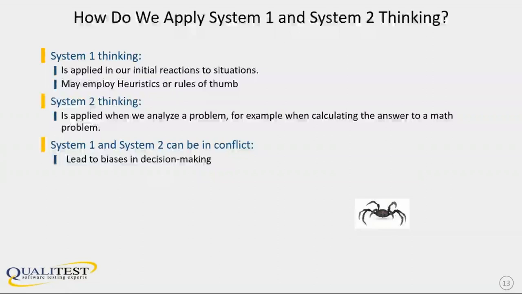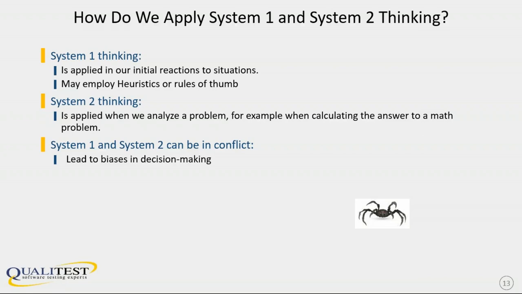So we apply these types of thinking in a couple of different ways. System one thinking is usually our initial reaction. Our system two thinking is applied when we analyze problems, executing test cases. And sometimes the way we see something initially and the way we analyze it can be in conflict. And when system one and system two are in conflict, that leads to biases in decision making. And those biases can impact how we test.